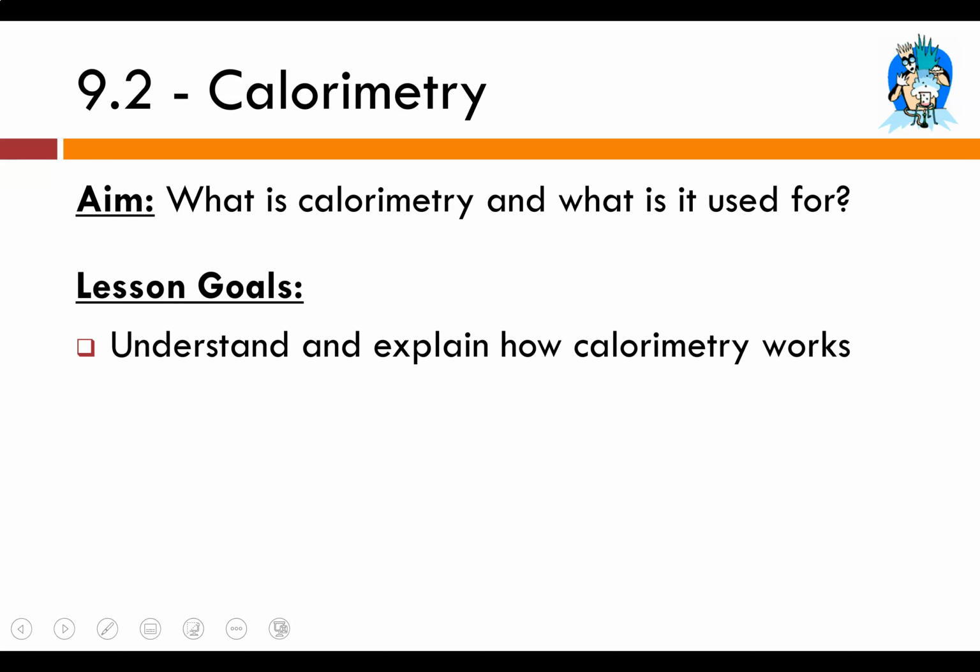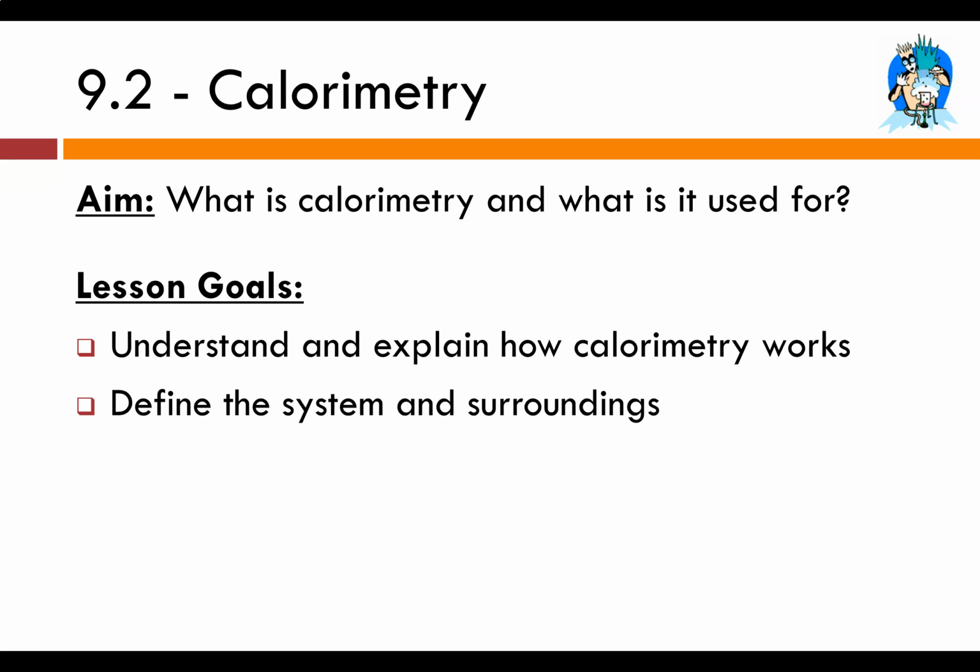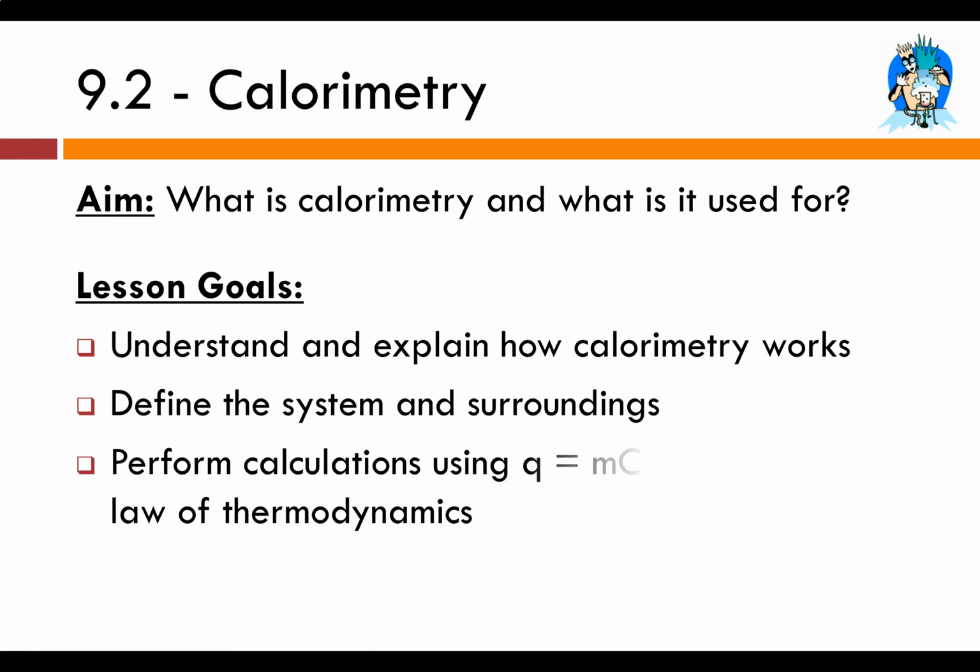Goals for today's lessons. You should be able to understand and explain how calorimetry works. You should be able to define the system and surroundings. And the big one for today, you should perform calculations using Q equals mc delta T and the first law of thermodynamics. If you are unfamiliar with that formula, go back and watch lesson 9.1 before you dive into lesson 9.2. Again, today's lesson is going to be pretty calculator heavy, so make sure that you have a calculator handy, and your reference table might be helpful as well. All right, let's dive into this.